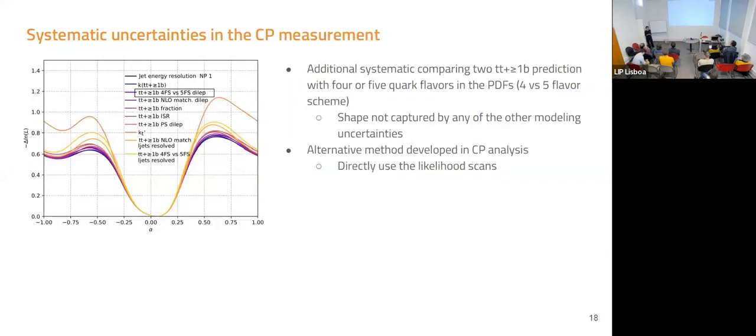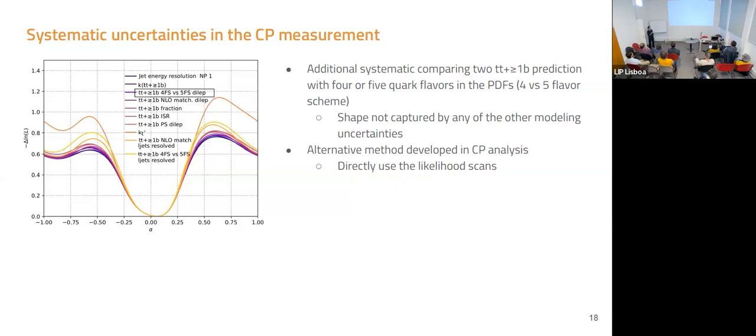On the CP analysis, the things that I just mentioned continue to apply, but there is some additional work that was done here. So we include an additional systematic that compares 2 TTB predictions calculated with 4 or 5 quark flavors in the PDFs. This is what we call 4 and 5 flavor scheme calculations. And the reason for this is that we have seen that the difference in the shape between these 2 calculation schemes was not captured by any of the other modeling systematics that we already have. And so there were some fears that we could be biasing the signal extraction.